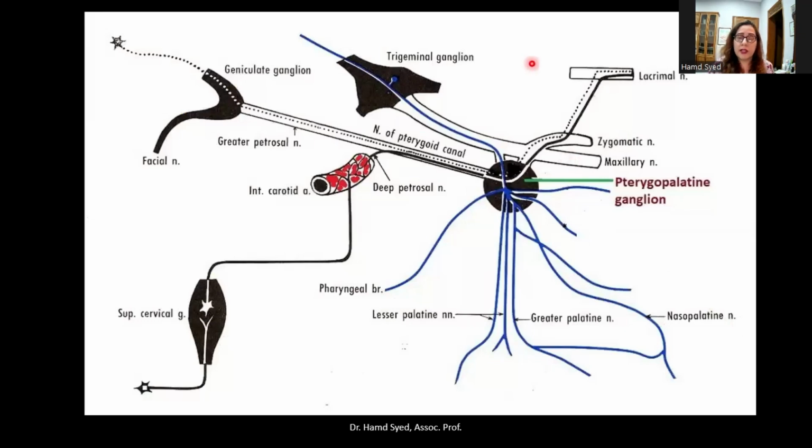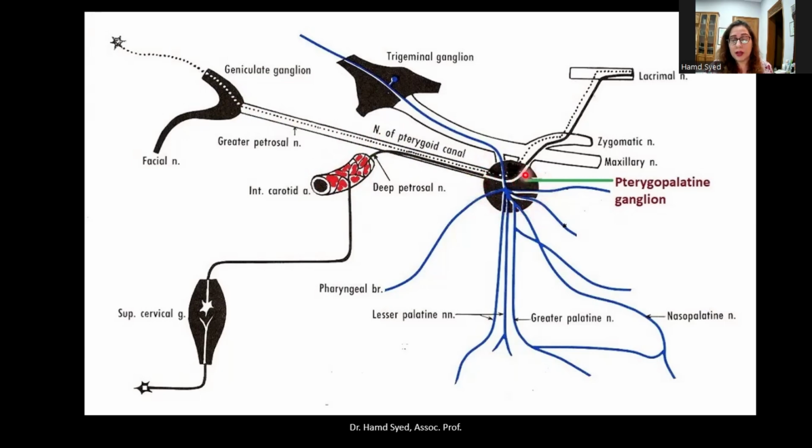Then again, a schematic diagram which is showing us a summary of these nerves and their connections. We can see here the greater petrosal nerve carrying, as I told you, the preganglionic parasympathetic fibers, and this is a branch of the facial nerve. It is joining the deep petrosal nerve, which is carrying the sympathetic fibers from the sympathetic plexus around the internal carotid artery, and they join to form the nerve of the pterygoid canal. And this nerve of the pterygoid canal, you can see, is going to synapse in the pterygopalatine ganglion.